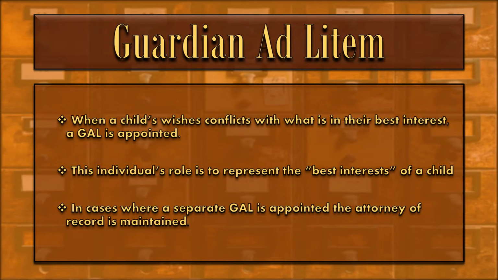A guardian ad litem is appointed by a judge when a child's wishes conflict with what is in their best interest. When a GAL is appointed, this individual's role is to represent the best interests of a child. In cases where a separate GAL is appointed, the attorney of record is maintained. Sometimes a GAL will be an attorney as well.